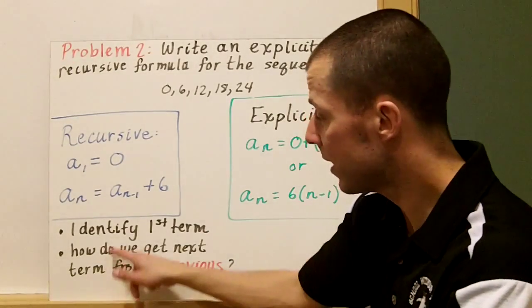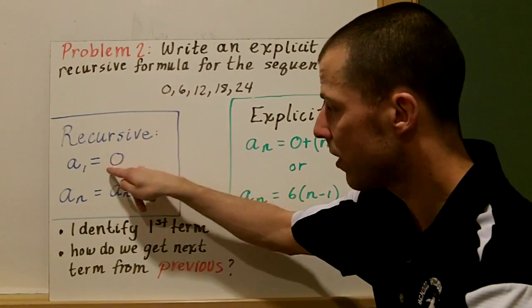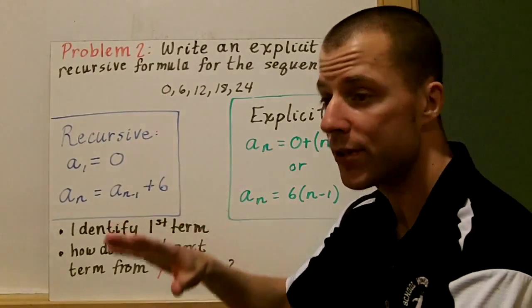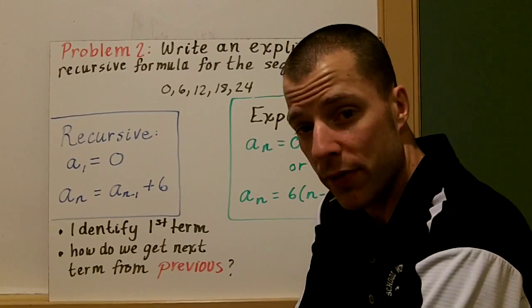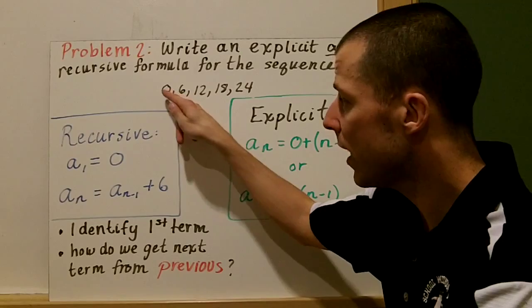Number 1, you identify the first term. So I look at my sequence. My first term is 0, and I write that. The first term is 0. Now, the second part of this, you have to think, how can I get the next term by using the previous term? So how do I get 6 when I have 0?